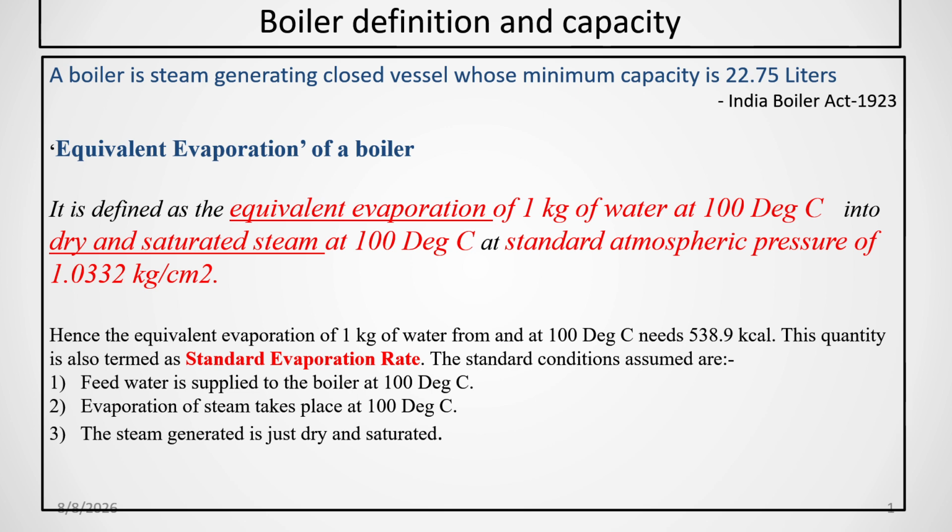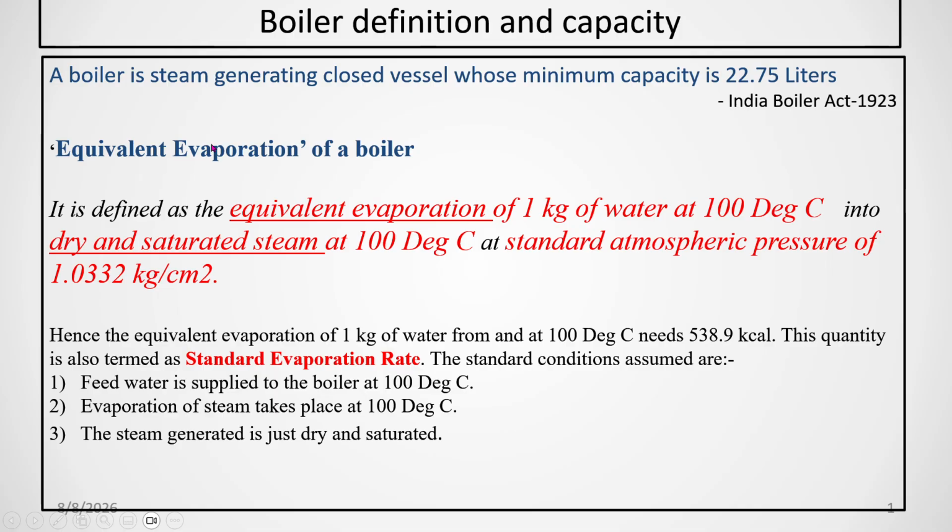Before going to discuss the different types, I want to tell you one very important thing. What is the definition of a boiler? As per the definition, a boiler is a steam generating closed vessel whose minimum capacity is 22.75 liters. That is called the boiler.